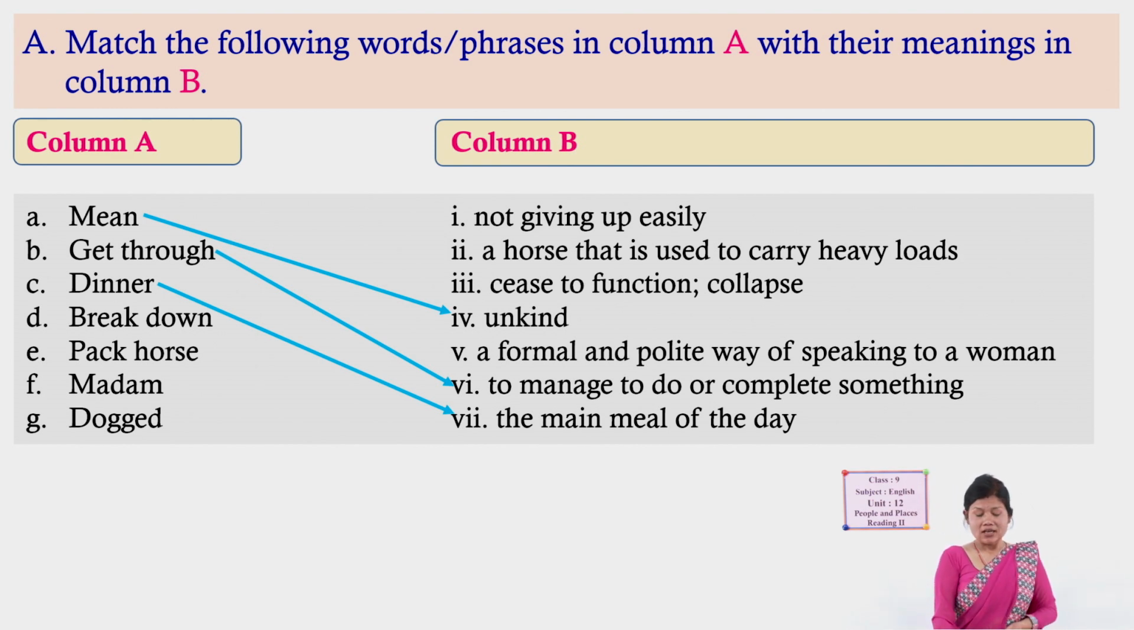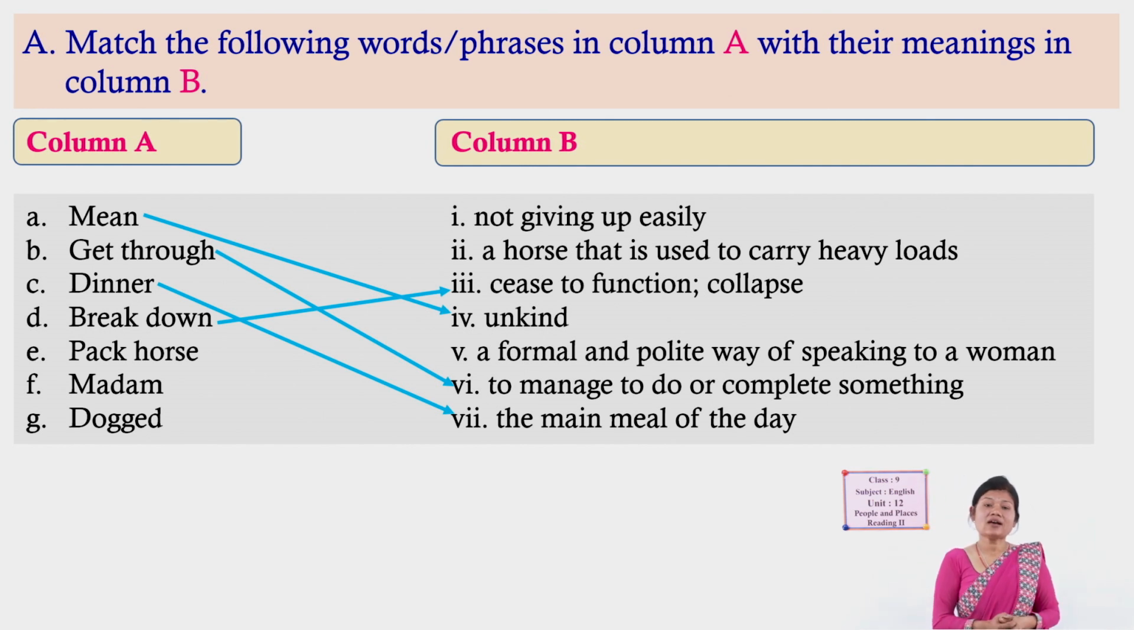Yes. Breakdown, who broke down in the poem? Yes, Alberta. Why? Because due to the heavy loads, yes, she had lots of job to do in a house. So, due to that. So, breakdown means, okay, very good, cease to function or collapse, okay.